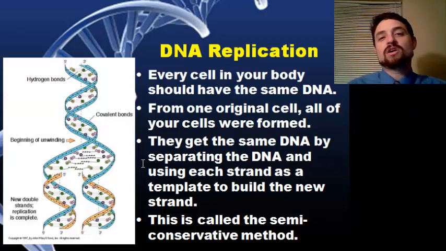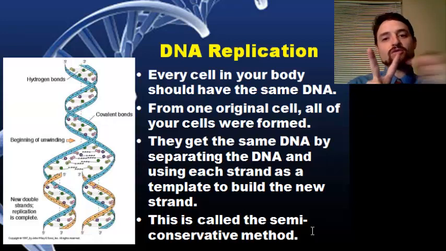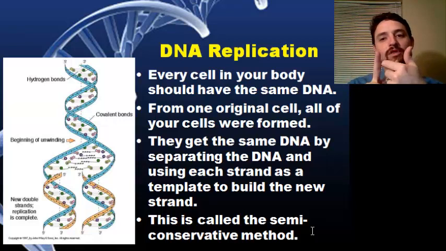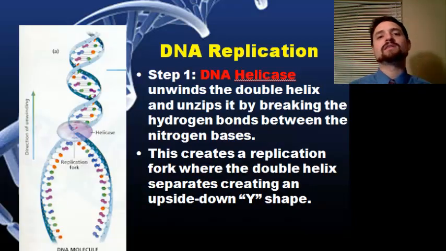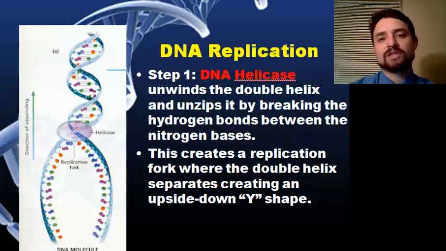And this method is called the semi-conservative method. You see that right here at the bottom, semi-conservative method, where the two strands will separate and then each one will serve as a template for the new strand to be made. So how does that take place? Well, there's three simple steps in this.